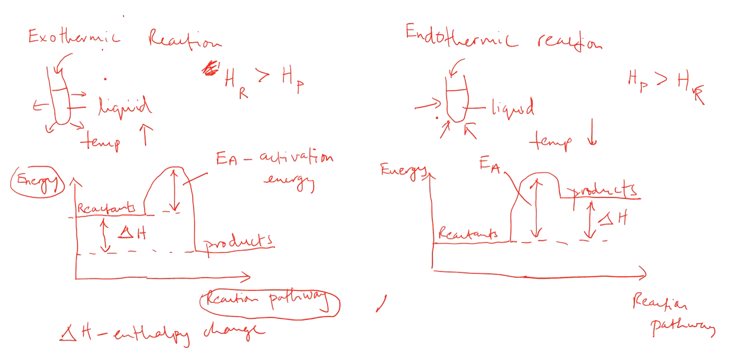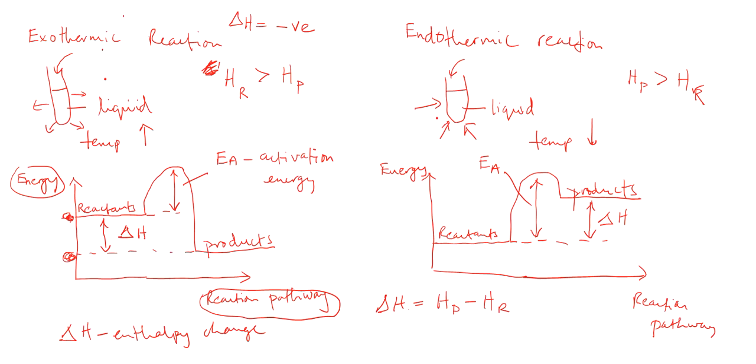Now, one more thing I need to show you here. Delta H is equal to the energy of the products minus the energy of the reactants. So in the case of an exothermic reaction, the energy of the products is less than the energy of the reactants. So therefore, if we take this energy value here, and we subtract this energy value here, obviously for an exothermic reaction, delta H will be negative, right?